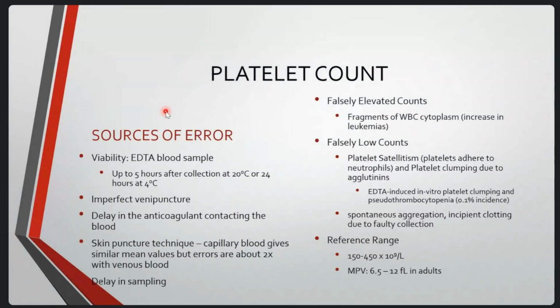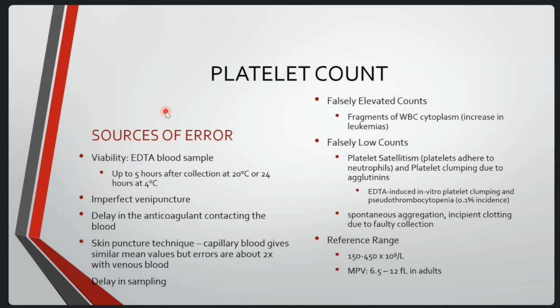Another source of error is imperfect venipuncture. So if you don't get the blood right away, of course, the platelets there can clump. And then delay in the anticoagulant contacting the blood. If you don't mix your sample right away once you put it in the tube, some of the platelets will adhere to the tube and can cause a false thrombocytopenia.